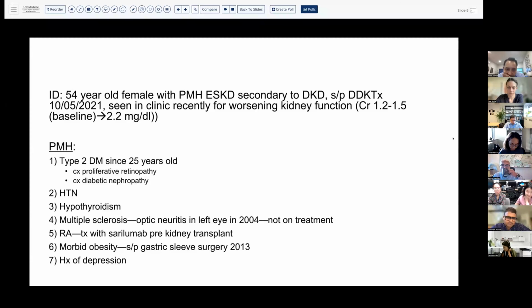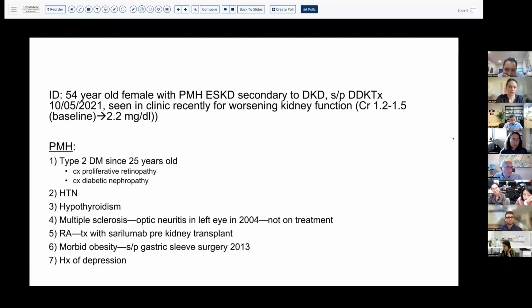Her past medical history, as mentioned, includes type 2 diabetes for about 30 years with all the complications of diabetes, including proliferative retinopathy, nephropathy, and neuropathy. She also has hypertension and hypothyroidism. She had multiple sclerosis, although she's not on treatment for that. Rheumatoid arthritis, she was treated with sarilumab prior to the kidney transplant, but after that never required any treatment. History of morbid obesity, status post gastric sleeve surgery, and also history of depression.